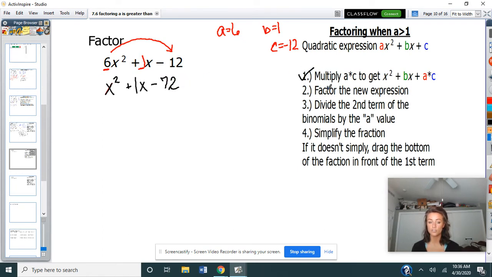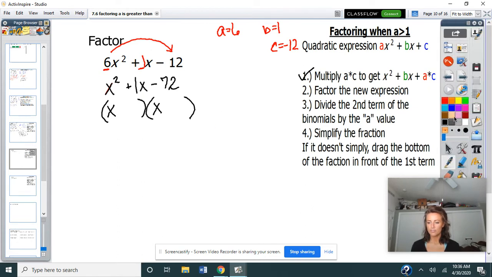Then you're going to factor the new expression. So now we're going to factor this. We're going to turn it into a multiplication problem. Remember, the first terms have to multiply to give me x squared, so that would be x times x. The last terms have to multiply to give me the last term, negative 72, but add to give me 1.